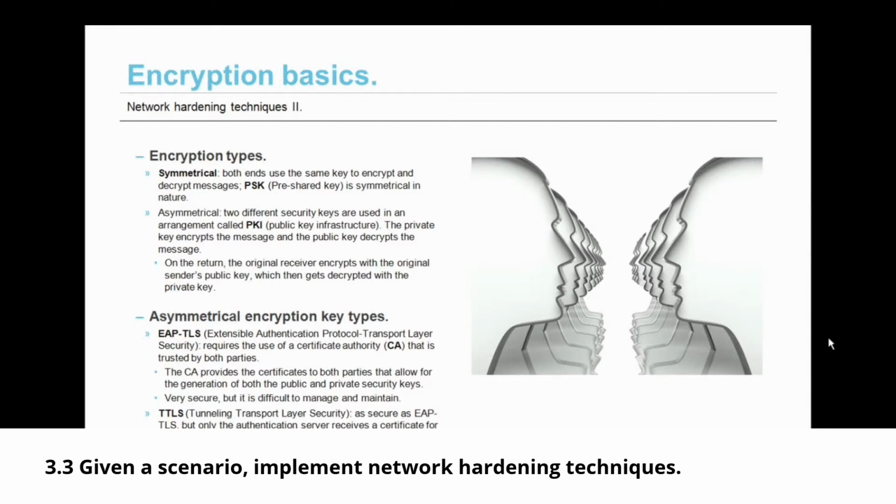Then there's asymmetrical encryption, in which two different security keys are used in an arrangement called PKI, or public key infrastructure. The private key encrypts the message and the public key decrypts the message. On the return side, the original receiver encrypts with the original sender's public key, which then gets decrypted with the private key. In this arrangement, the private key cannot decrypt what it encrypted, and the public key cannot decrypt what it encrypted. So it only works if there are two separate keys.